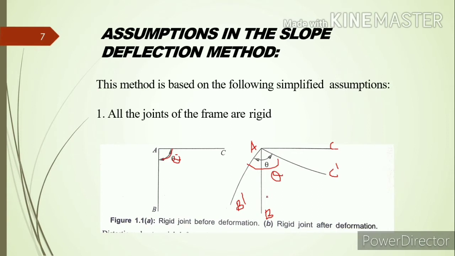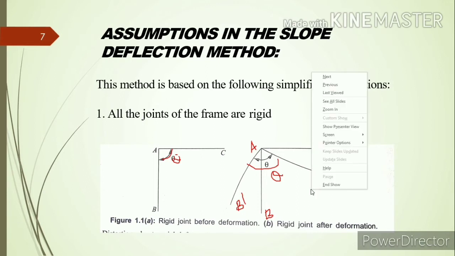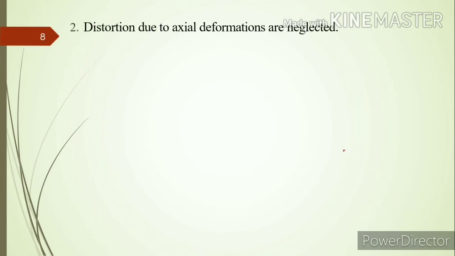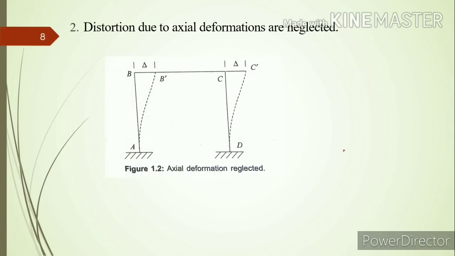That is, all the joints in this frame are considered to be rigid jointed. This is the first assumption. Then the second one is that the distortion due to axial deformations is neglected. And consider a frame ABCD.